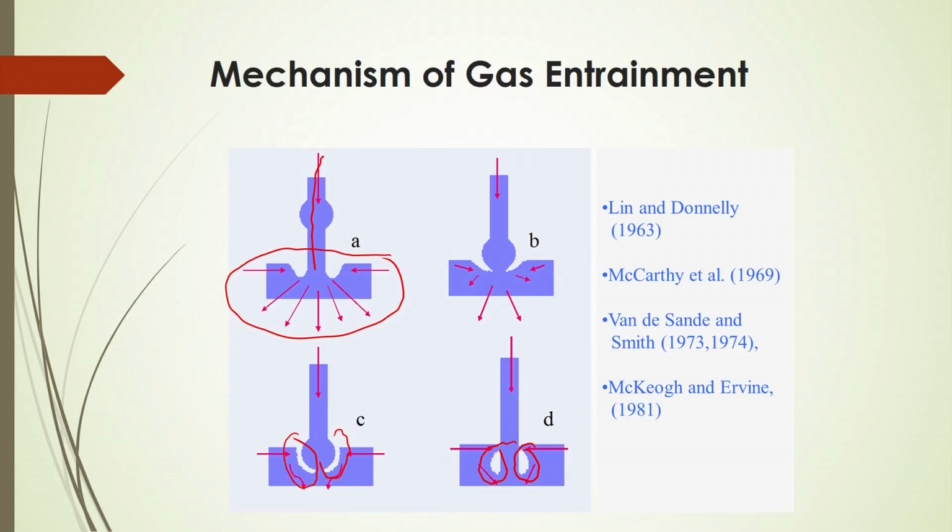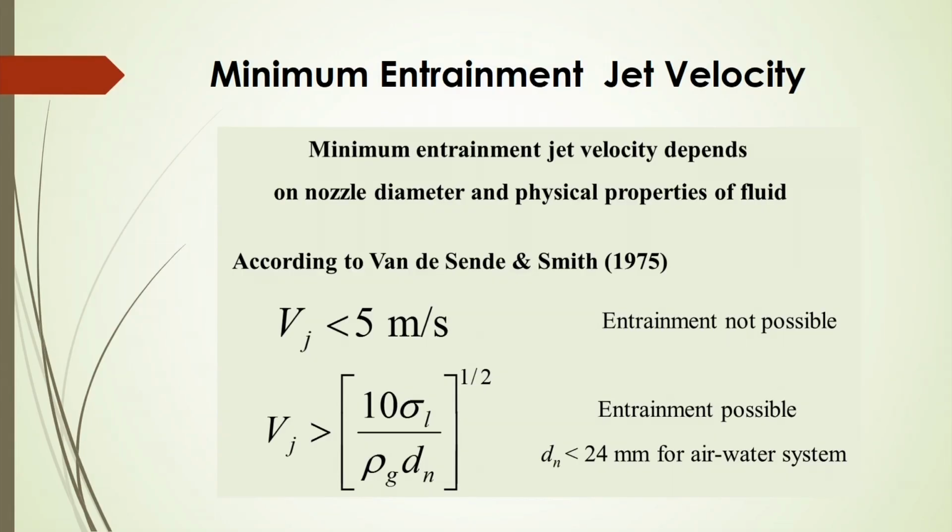And of course, whenever you apply a liquid jet, you have to maintain a certain liquid velocity, so that you can get the minimum condition for entrainment of the gas. What is that minimum condition? The minimum entrainment jet velocity depends on the nozzle diameter and physical properties of the fluid. And according to Van de Sande and Smith, if the jet velocity is less than 5 meter per second, then entrainment will not happen.